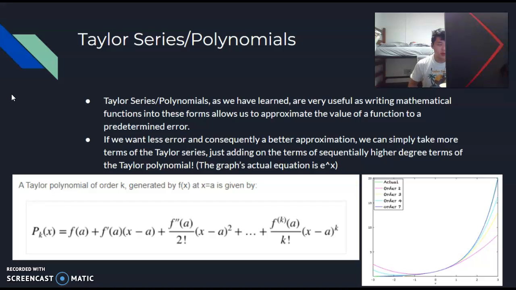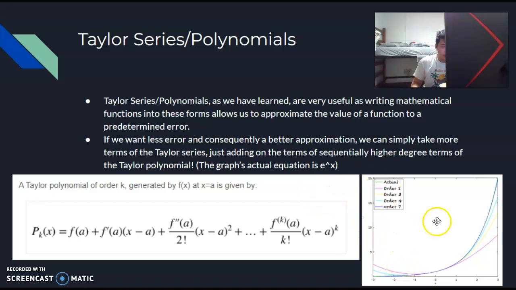So the graph below's actual equation is e to the power of x. The Taylor polynomial of order k, generated by f of x at x equals a, is given by the general form, where each term afterwards is given by the kth derivative of f at a over k factorial times (x minus a) to the power of k.